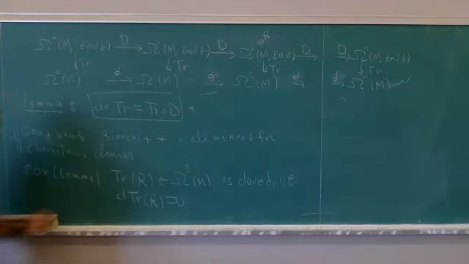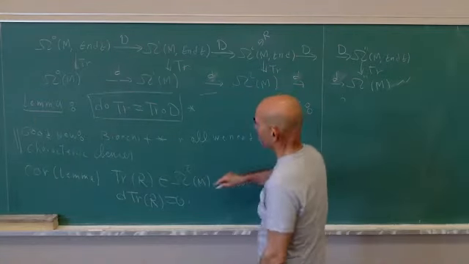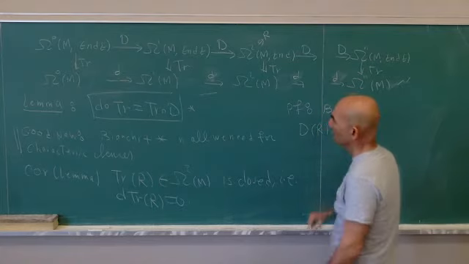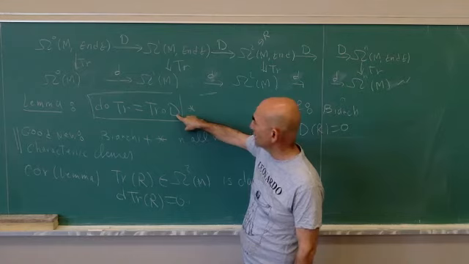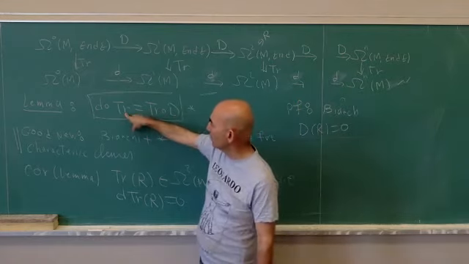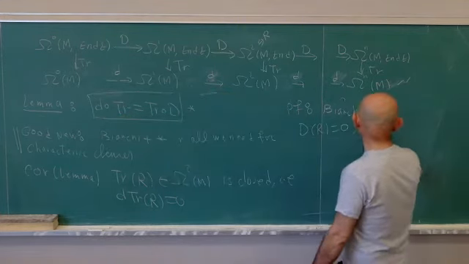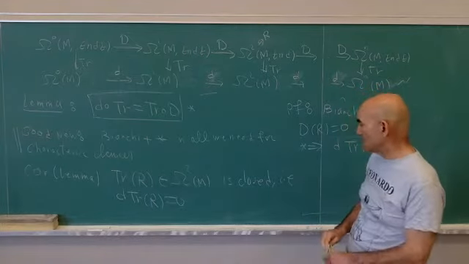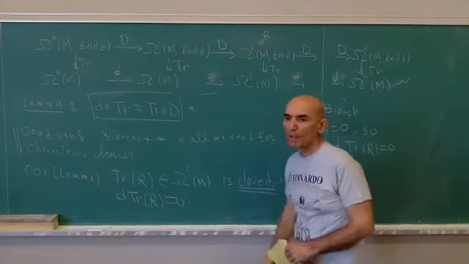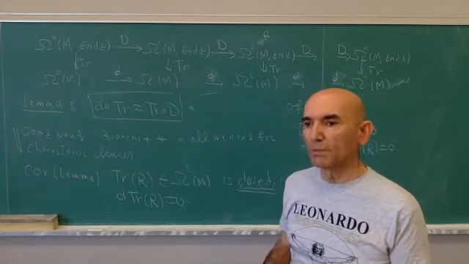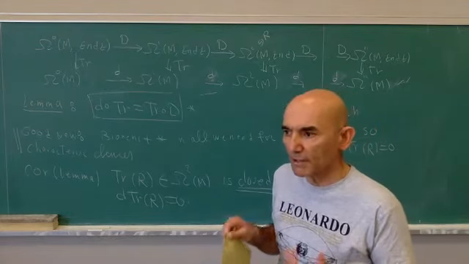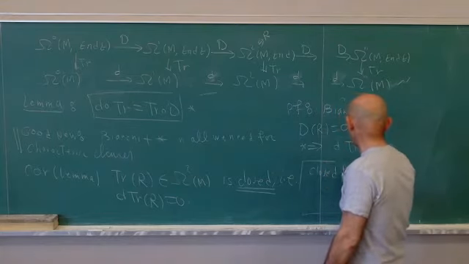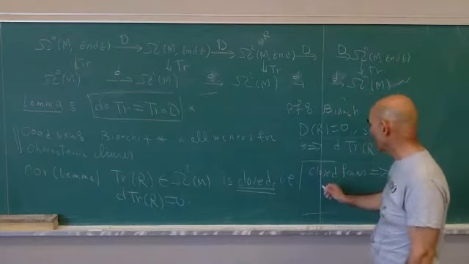Why? The proof is very easy. Because Bianchi says that D of R is equal to zero. So if you feed the R to the right hand side, you're going to get zero because trace of zero is zero. So star implies that D of trace of R is zero. So this is a closed two-form. And you remember that we love closed forms because they give us cohomology classes. That's where the topology is, right? Closed forms give us elements of cohomology.